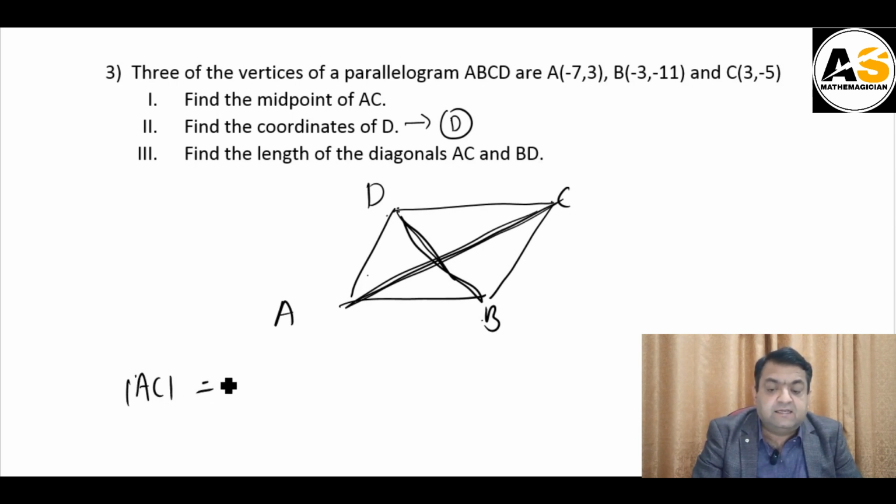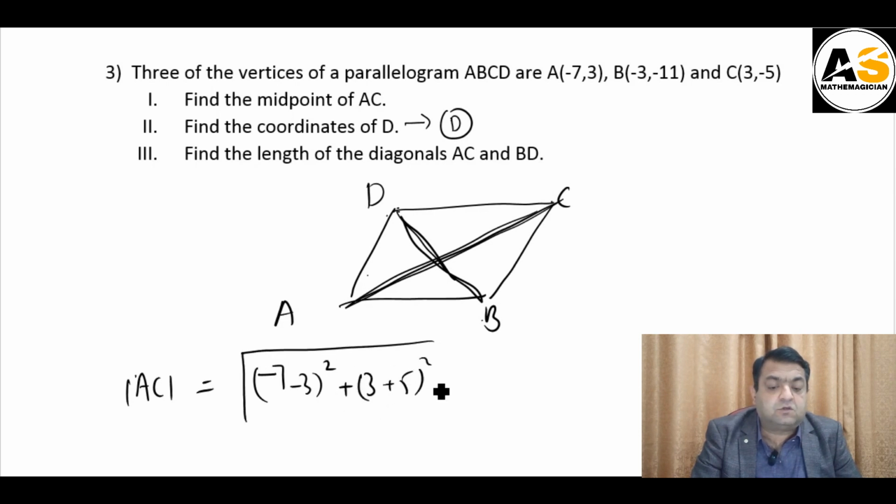so I will take the length of diagonal AC. This will be equal to what? AC will be equal to the distance between A and C: square root of (y2 minus y1) square plus (x2 minus x1) square. That is 10 minus 3... 7 minus 10, its square is 100, plus 3 plus 5, 8, its square is 64. This is basically square root of 164.